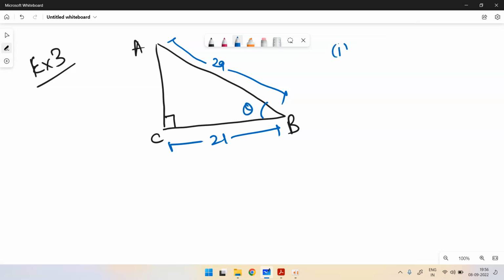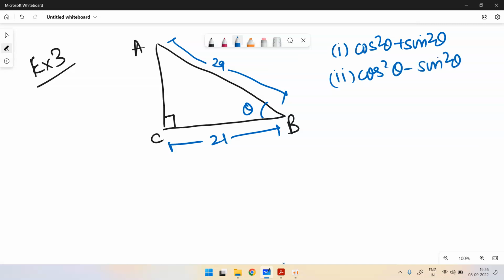Now they are saying that you need to find the value of cos square theta plus sin square theta. Second, cos square theta minus sin square theta. Now from the formula I have told in advance, this is not given till now, but in advance, cos square theta plus sin square theta value will be 1.